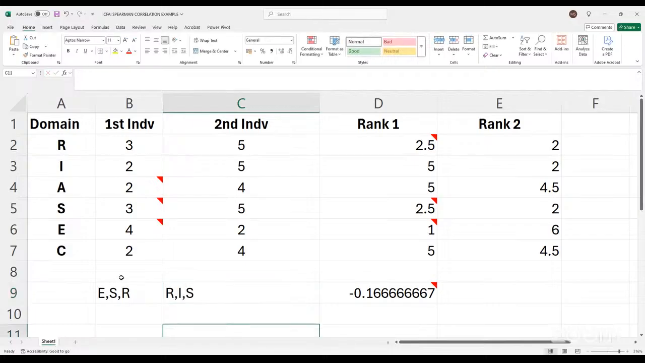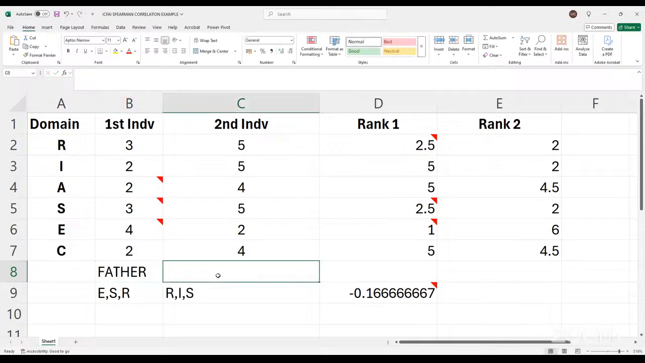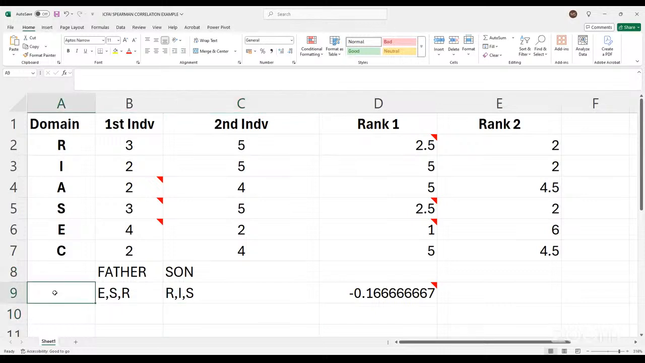Another is you have noted the relationship between two individuals, first individual and the second individual. After that, you can find out the correlation statistics. This is the Spearman rank order correlation. You can do it through your Excel formula.